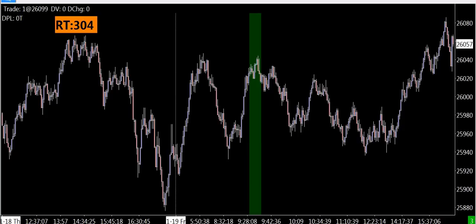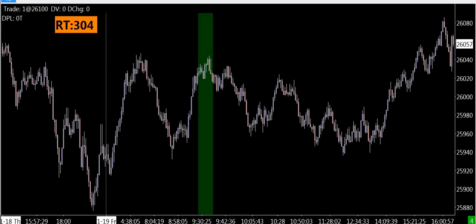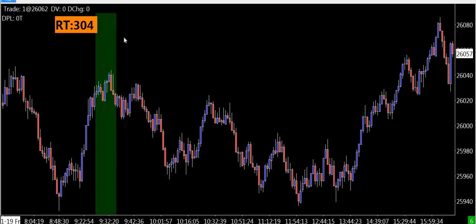This here is one of my favorite patterns. This is basically a head and shoulders pattern. There's the left shoulder, there's the head, and there's the right shoulder. And to me, it's one of the best patterns. I'll tell you why. This green line is where... this is the E-mini Dow.